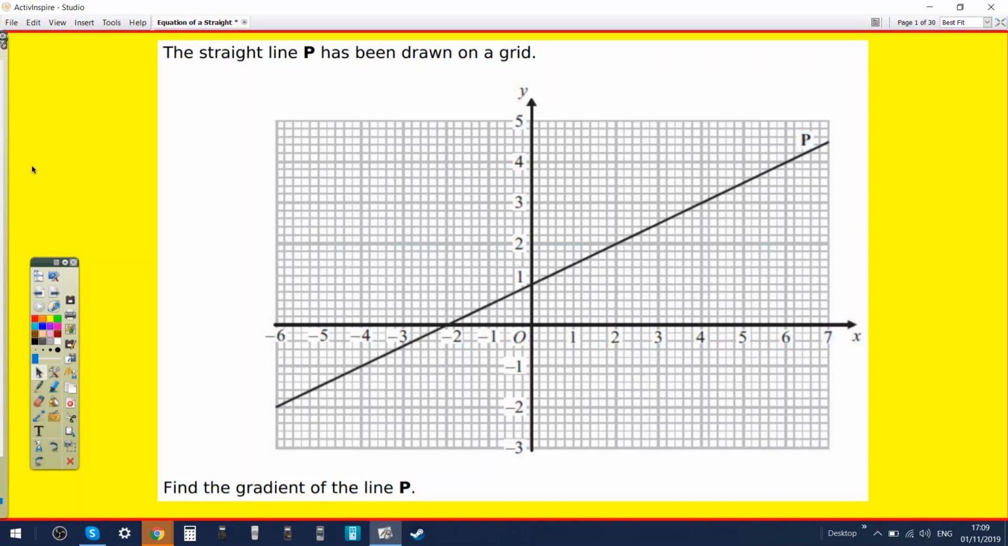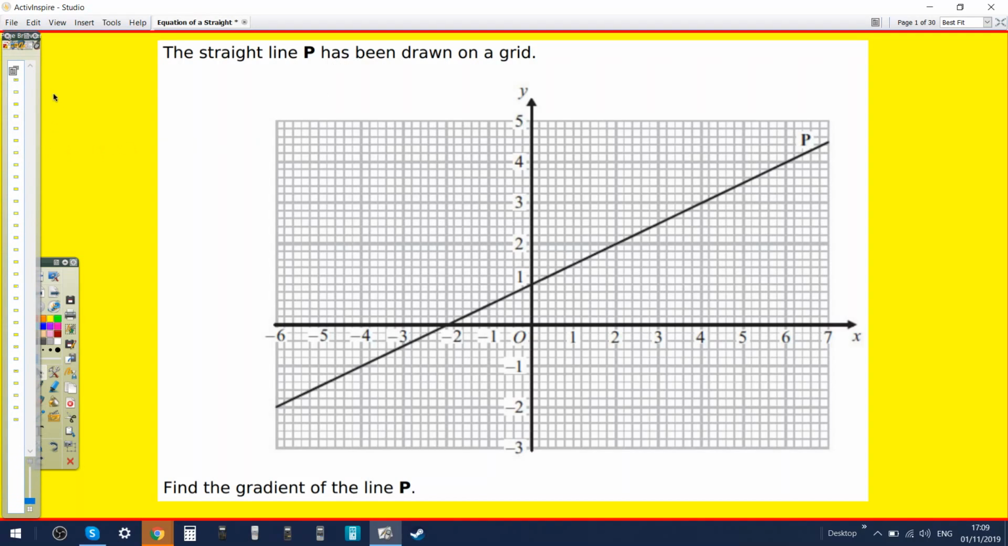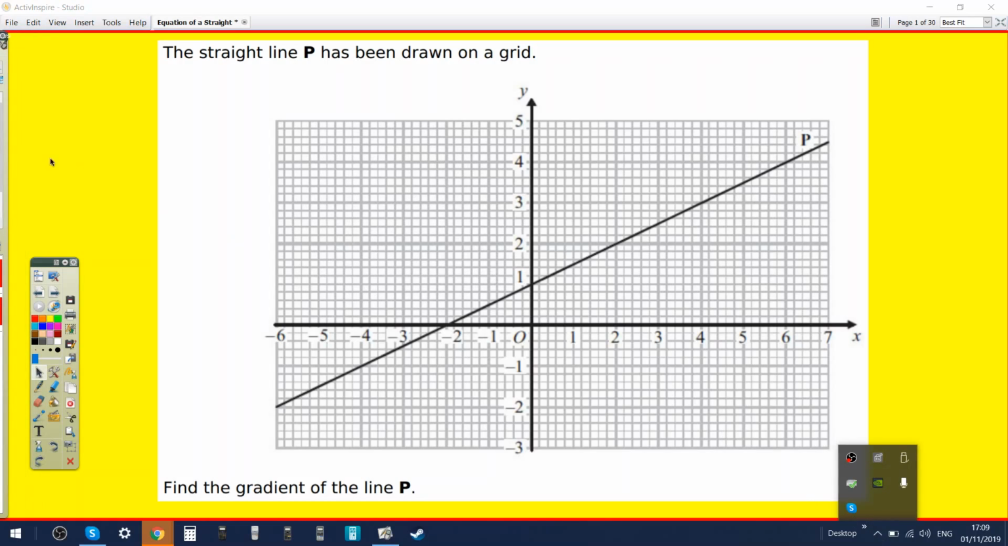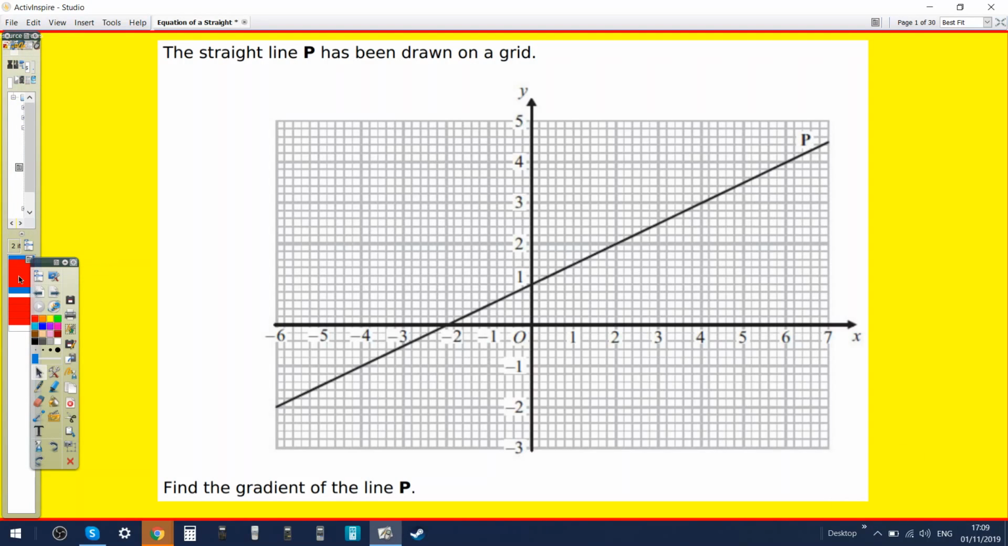So now, it's how many. The simplest way to say it is up over right. So how many up, how many right between those 2 points? How many up is 1? Yes. And how many right? Then minus 2. That's how many left, I suppose.